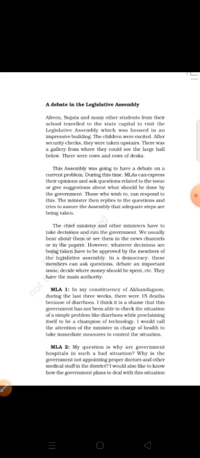Okay, so Afrin, Sujata and many other students from their schools traveled to the state capital to visit the Legislative Assembly, which was housed in a very impressive building. I will show it, I showed that one earlier also. The children were excited. After security checks, they were taken upstairs. There was a gallery from where they could see the large hall below. There were rows of desks, so you can easily see like this picture.